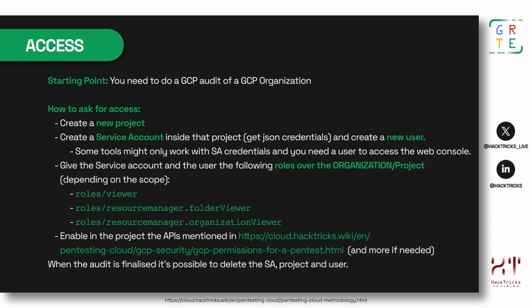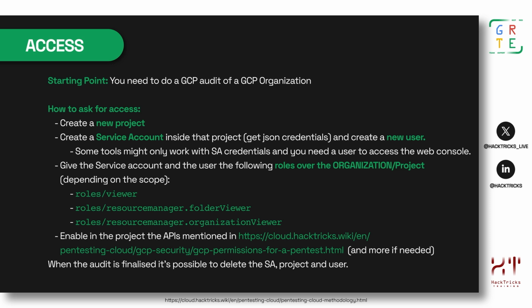My recommendation is that if you are going to check the whole organization, as you should, ask for these permissions to be given over the organization object. However, if the client just wants you to check a couple of projects, it's okay if they grant these permissions over the projects that you need to check. These roles are roles/viewer, roles/resourcemanager.folderViewer, and roles/resourcemanager.organizationViewer. With these three roles, you should be able to enumerate the organization, folders, and all or most of the assets inside a project.